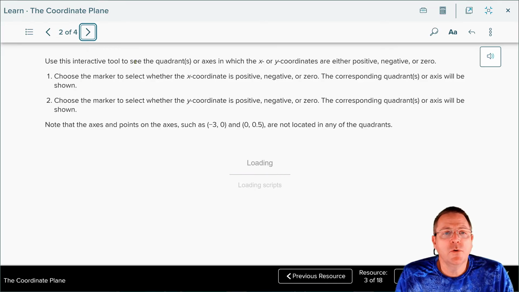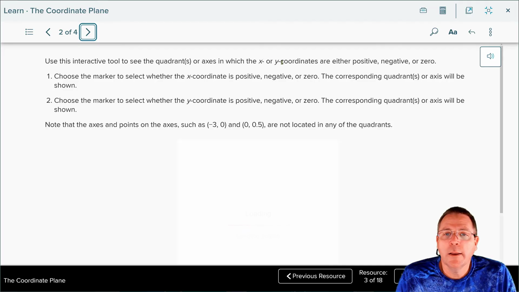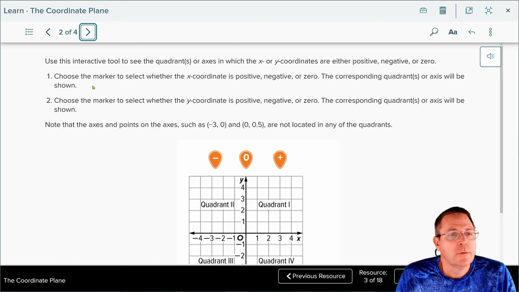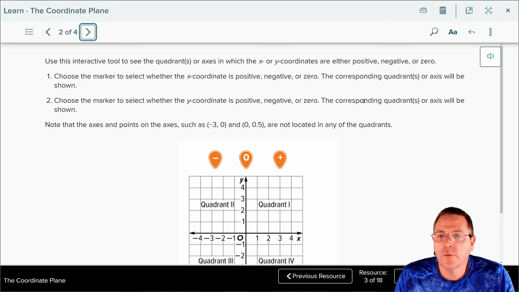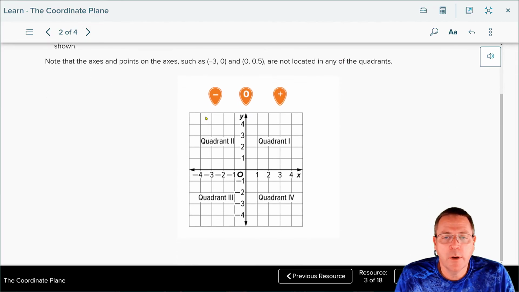Now we're going to use a tool to see the quadrants or axis in which the x and y coordinates are either positive, negative, or 0. Choose a marker to select whether the x coordinate is positive, negative, or 0. The corresponding quadrants or axis will be shown, and then choose a marker to determine whether the y coordinate is positive, negative, or 0, and the corresponding axis will be shown. All right, so here we go.